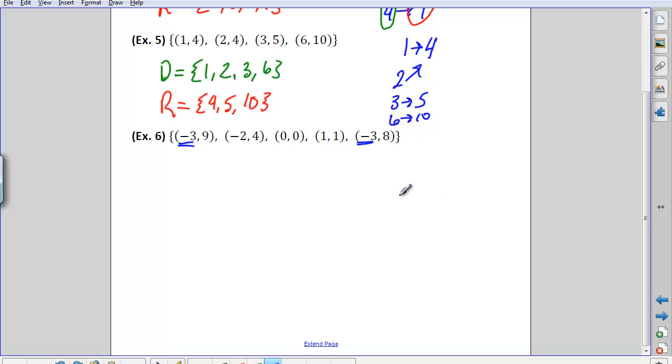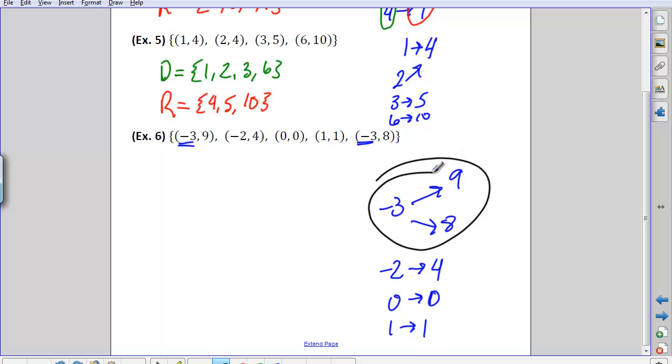If I were to make a mapping, that part of the diagram would look like this, wouldn't it? -3 going to 9 and to 8. Our other values, just to finish that, would look like this. But really the part that's the kicker for us is -3 corresponding to 2 different output values. That right there tells us this is not a function.